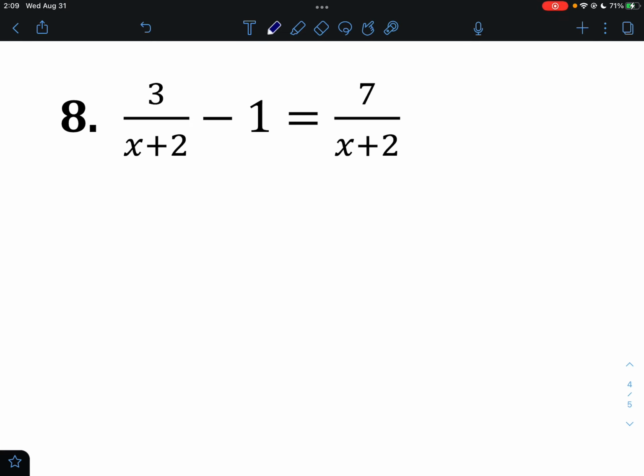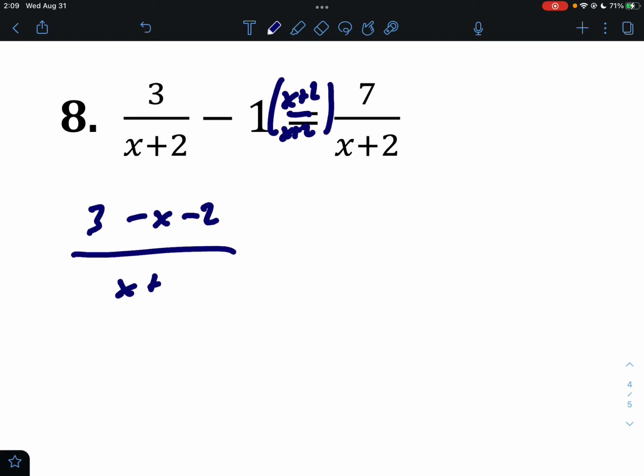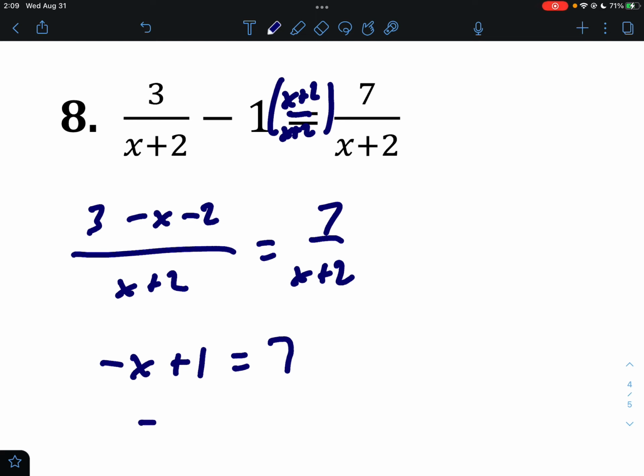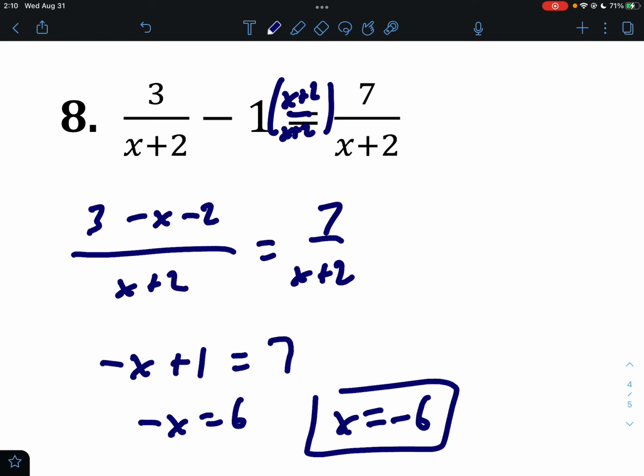For 8, the common denominator here is x plus 2. So multiply this by x plus 2 over x plus 2. We get 3 minus x minus 2 over x plus 2 equals 7 over x plus 2. Multiply through by x plus 2, and we get negative x plus 1 equals 7. Subtract 1 and divide by negative 1, we would get x equals negative 6. Notice that x definitely could not be negative 2 here.